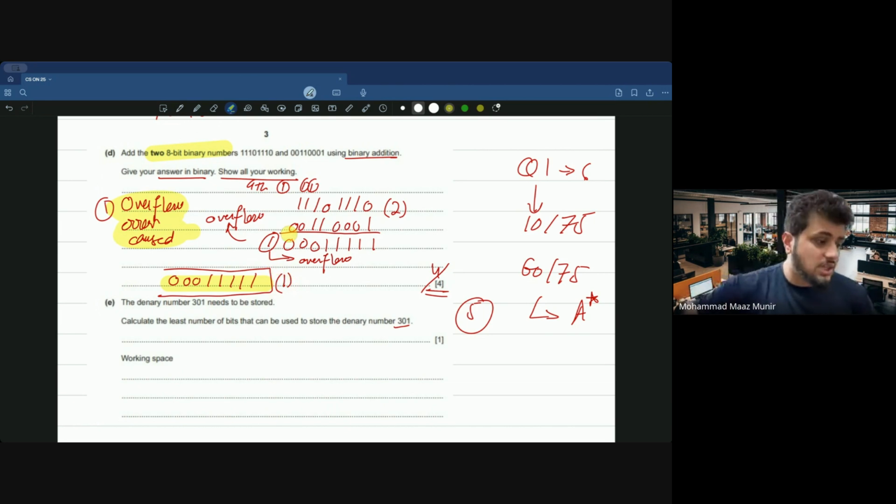But I will still recheck the marking scheme for you all, and I will confirm whether the examiner wanted 8-bit or 9-bit. But it is 8-bit still. I will clearly confirm it and then get back to you later on it in tomorrow's class, inshallah.